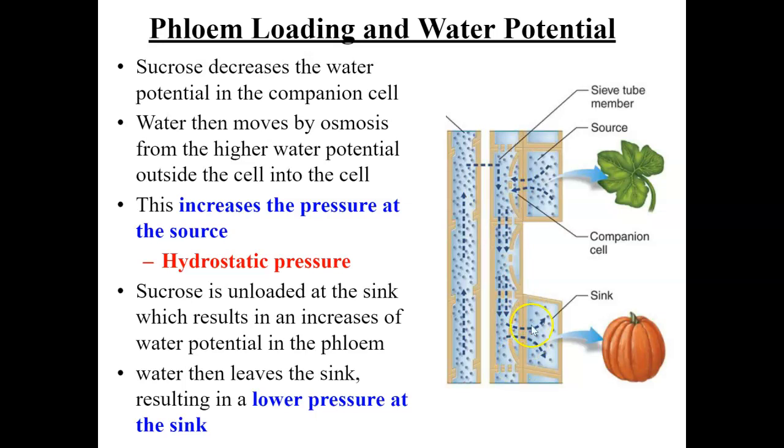Once it's been moved to the sink, it will be unloaded at the sink, right? So it moves towards the sink due to differences in pressure, and then we will unload it at the sink, into our pumpkin cells in this example. But when sucrose has been unloaded, that increases the water potential in the sieve tube member, and that will cause water to then go back to the xylem cell, since the xylem will have a lower water potential. And then through capillary action, water will move back up.